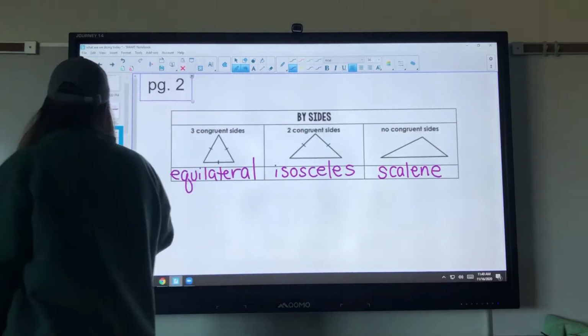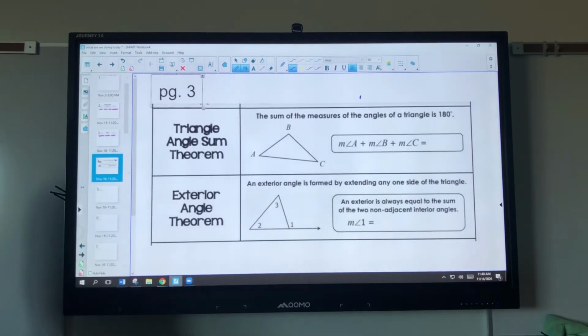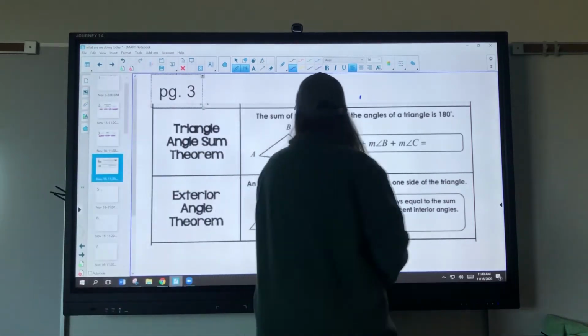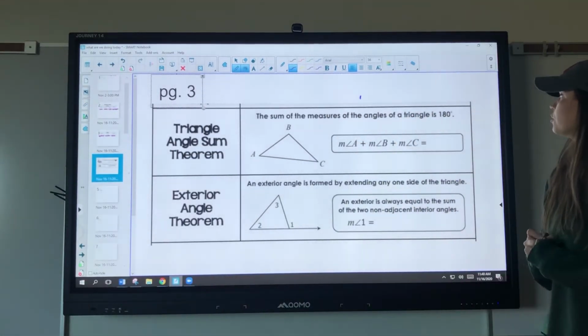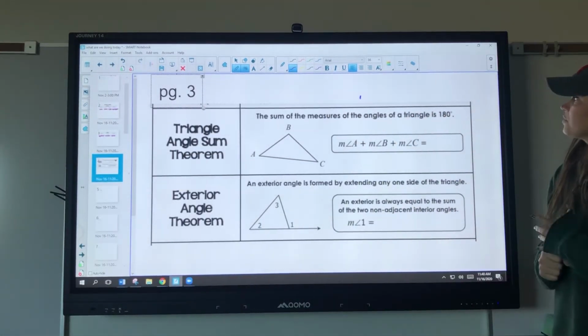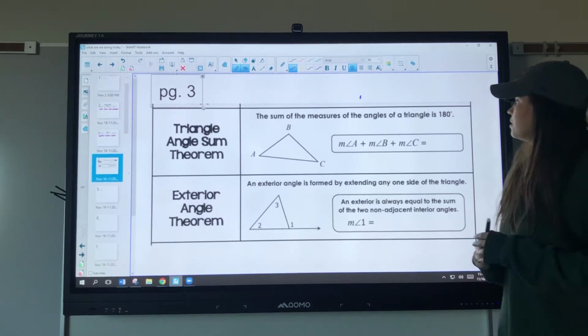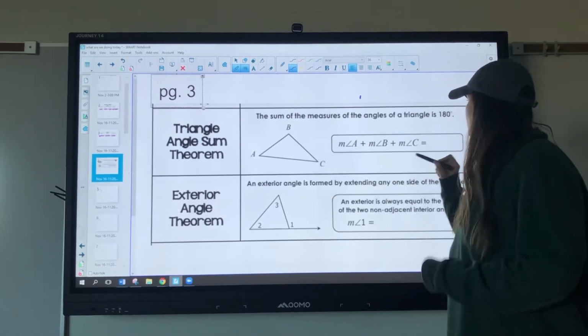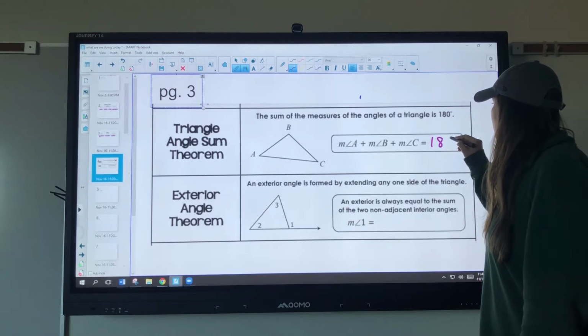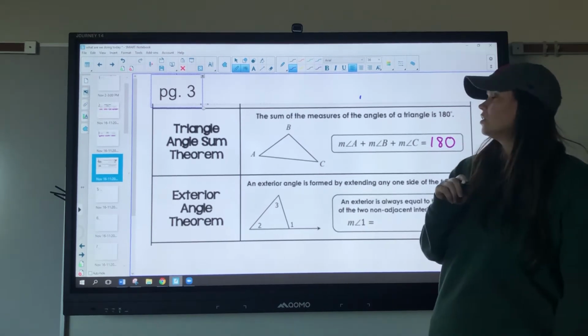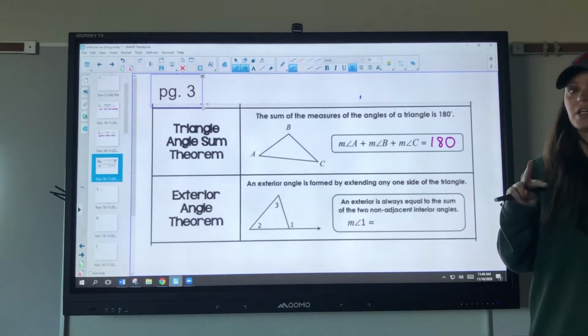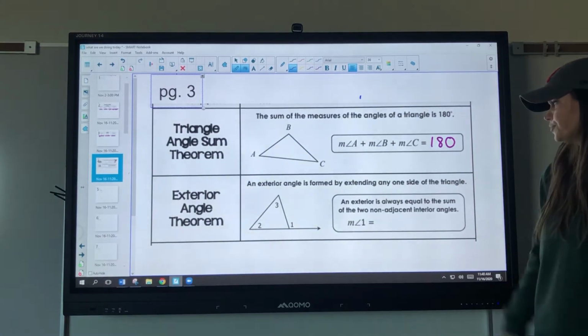All right, so I'm going to jump to page 3 and talk about the triangle angle sum theorem. The sum of the measures of the angles of a triangle is 180. So all 3 of these have to add up to 180. So unlike supplementary, where 2 angles added up to 180, all 3 of them do.